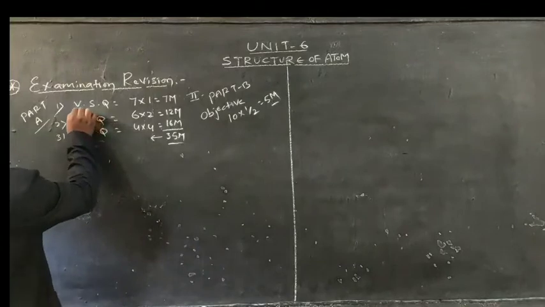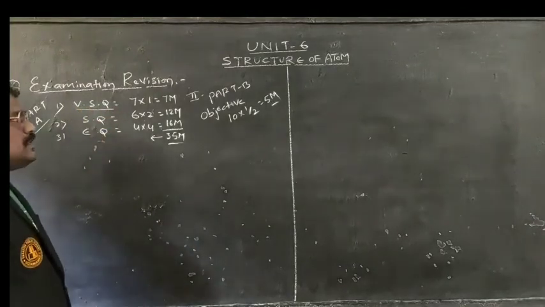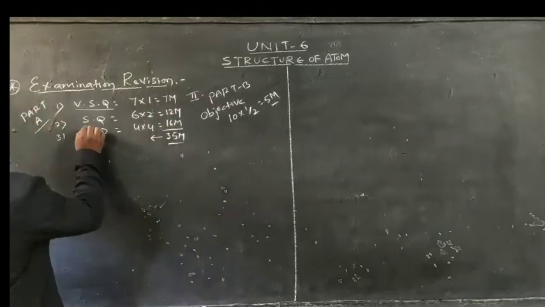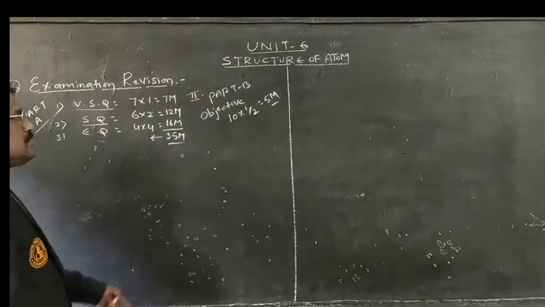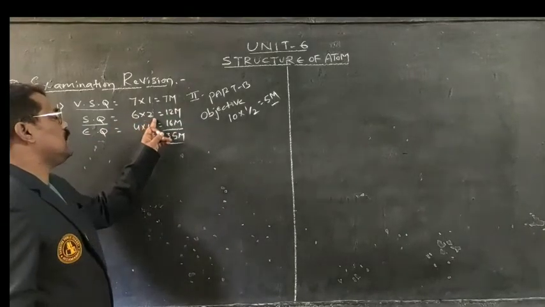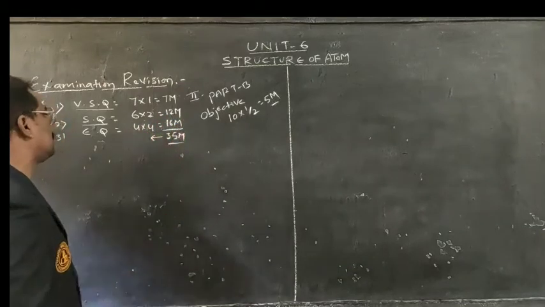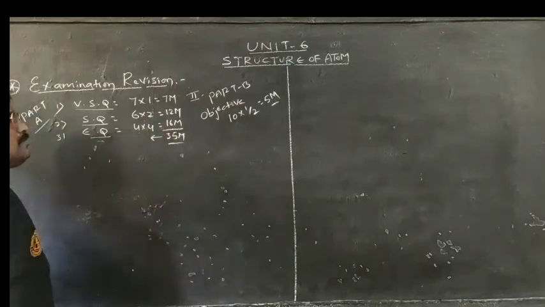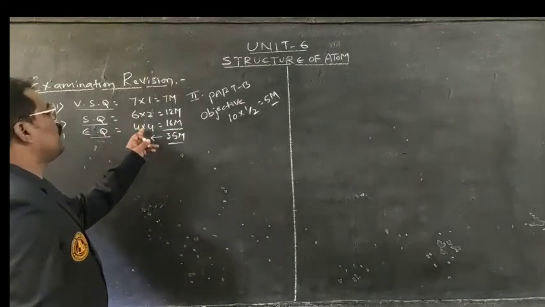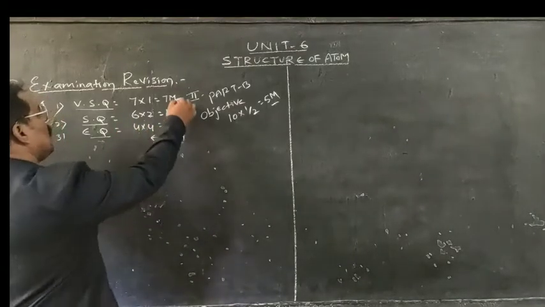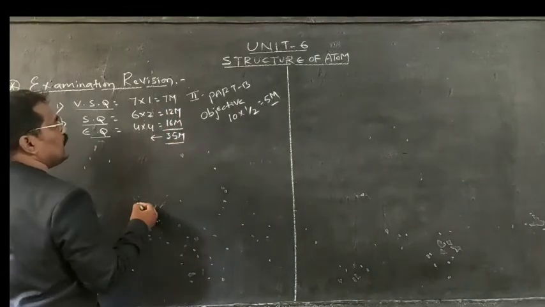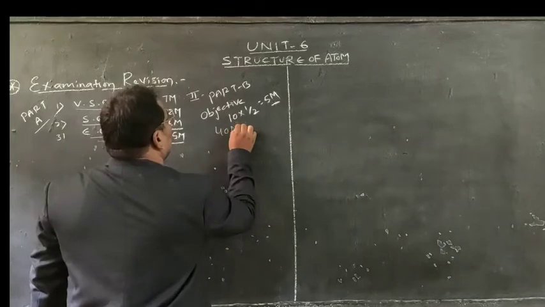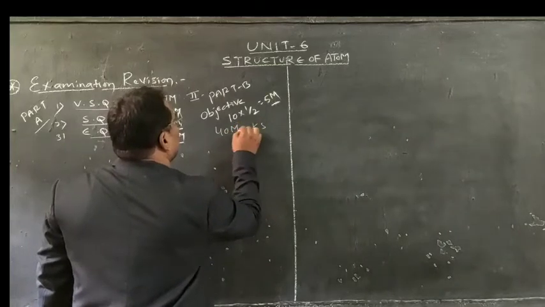Within part A, the first bit consists of very short questions, 7 questions will be asked, 7 marks. The second bit consists of short questions, 6 questions will be asked, each carrying 2 marks, 12 marks. Essay questions: we have to attempt 4 out of 8 questions. 4 fours are 16 marks. Total of this is 35 plus 5, the paper will be of 40 marks.